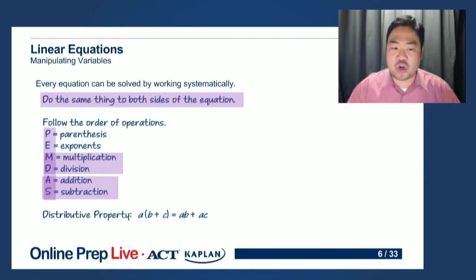And then lastly, if you remember, good old distributive property. We have something outside the parentheses and you're multiplying it by something inside the parentheses with an addition or subtraction sign. Multiply everything outside the parentheses by everything inside the parentheses. So A times B and A times C will give you AB plus AC.